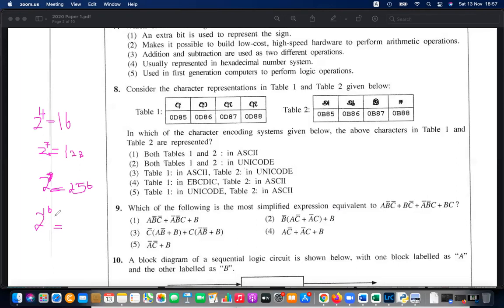2 to the power 10 is 1024. 2 to the power 11 is 2048. 12 is 4096. 13 is 8192. Roughly, 11 gives 2000, 12 gives 4000, 13 gives 8000, 14 gives 16000, 15 gives 32000, 16 gives 64000, so around 65536. Let's calculate.